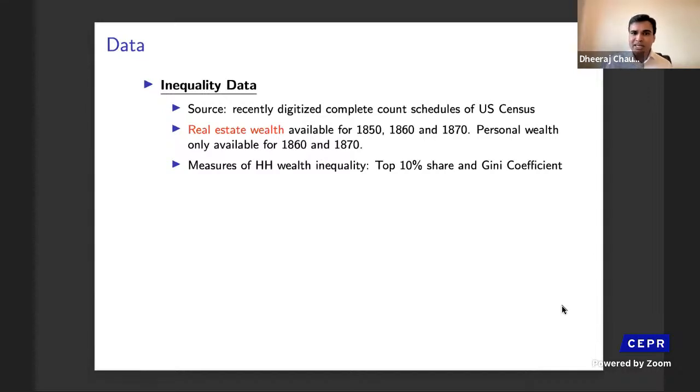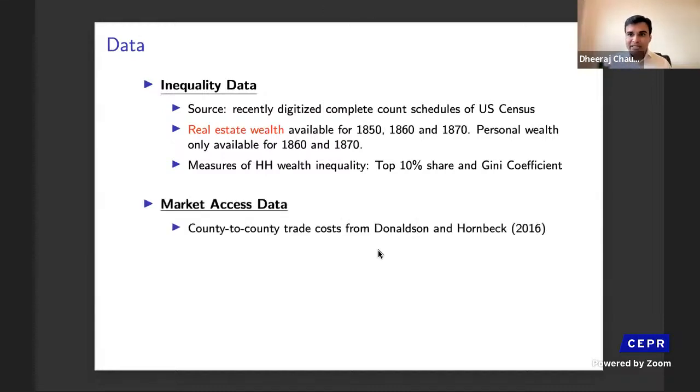From this data, I create county level measures of wealth inequality, such as the top 10% share and the Gini coefficient. For market access, I rely entirely on Rick's work. They provide county to county trade costs data for the entire decade, so I don't have to calculate this part. Using county level population and other estimates, I can calculate market access, which I'll talk about later.